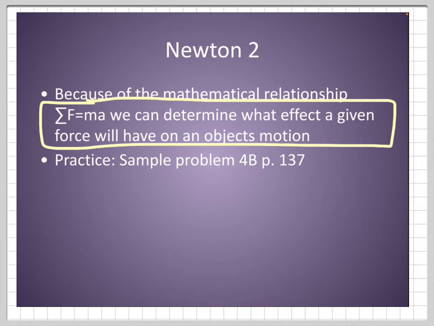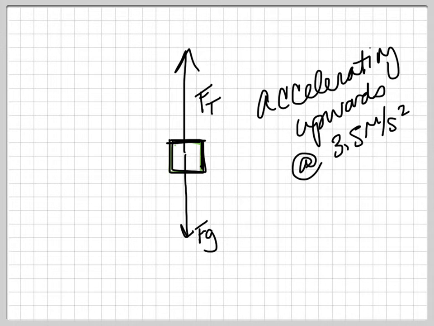Now we're going to do the sum of forces step that we did in 4A, but to that we're going to add the fact that whatever that net force is, which we've been finding, equals the mass times acceleration of the object. So we're going to do the 4B sample problem together, and, well, you know what? Before we even do that, let's do a different one. Let's say we've got an object hanging on a cable, and we are told that this object is accelerating upwards, so it's being pulled upwards at 3.5 meters per second squared.